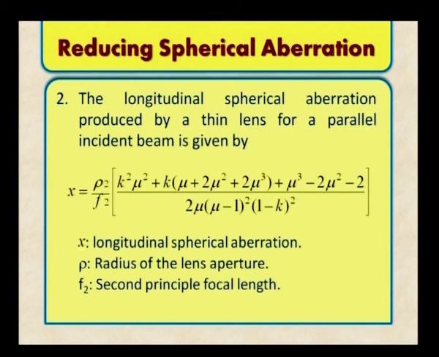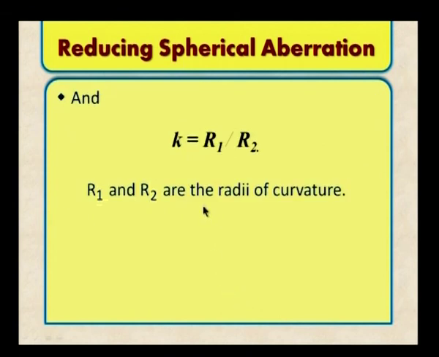Now, x is the longitudinal spherical aberration for which you have got an expression of this kind on the right hand side, and rho is the radius of the lens aperture, f2 is the second principal focal length, and as I told you, k is nothing but the ratio between R1 and R2, where R1 and R2 are the radii of curvatures of the lens. I am going to prepare a lens wherein R1 and R2 will differ by a large extent.